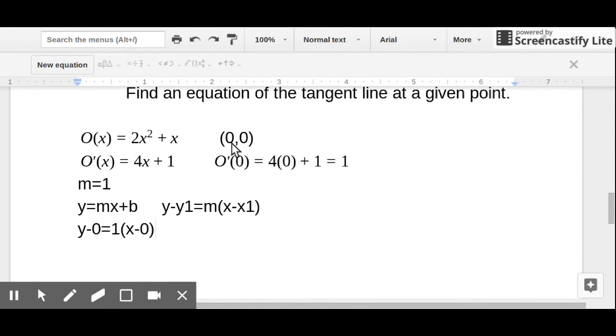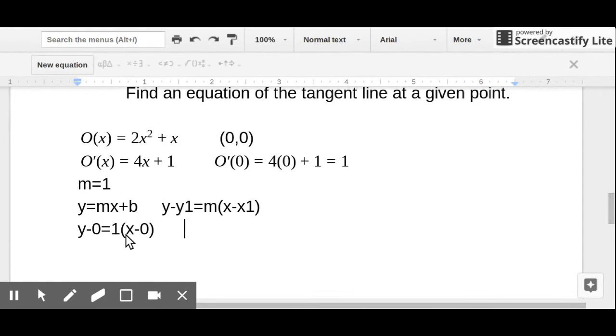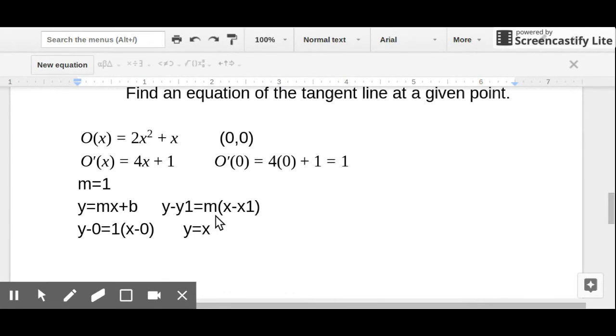Now what we'll want to do in this equation is solve for y. So x minus 0 is just x, so we end up with just 1x, and of course y minus 0 is just y, is equal to 1x, but we don't write 1x, we just leave that off. If it's a 1, it becomes invisible. So the equation of the tangent line that passes through this point right here is y is equal to x. Y is equal to x.